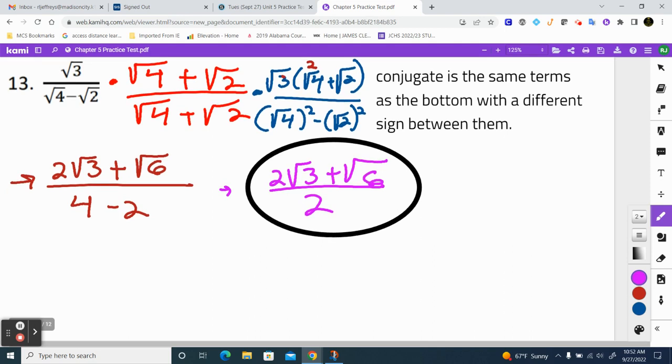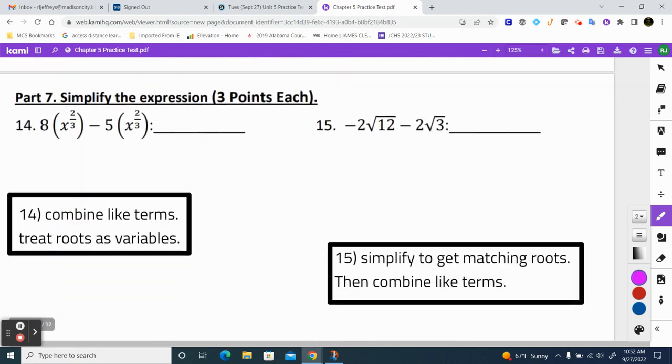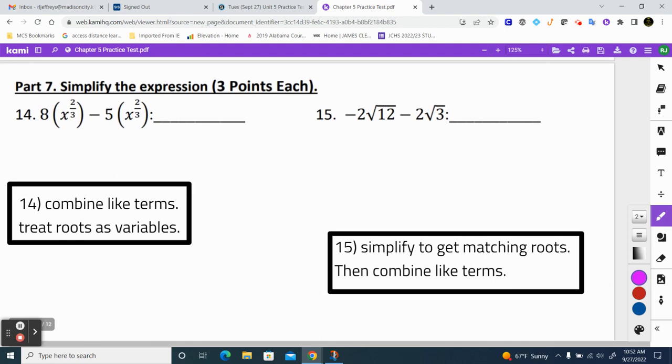All right, simplify the expression. 3 points each. Number 14, combine like terms, treat roots as variables. What is 8 minus 5? That's it. That's all you got to do. On 15, simplify to get matching roots, then combine like terms.